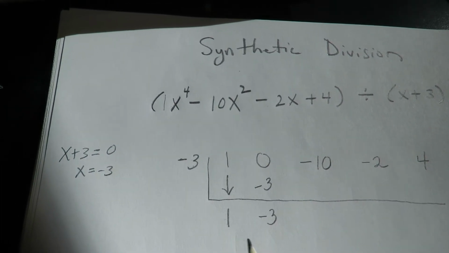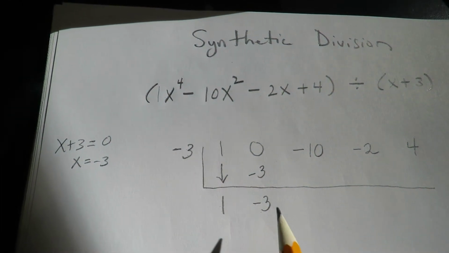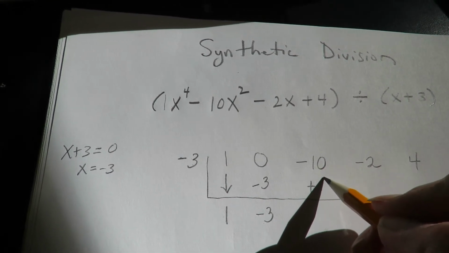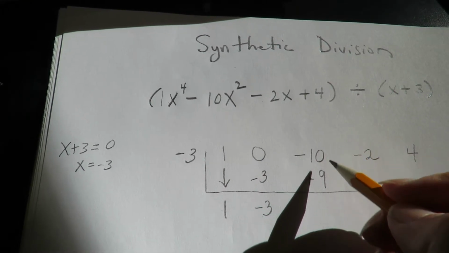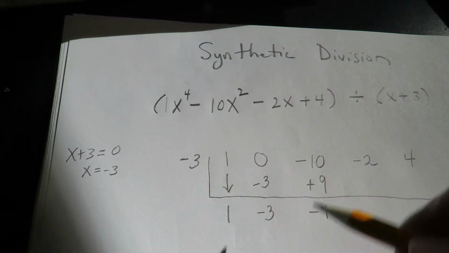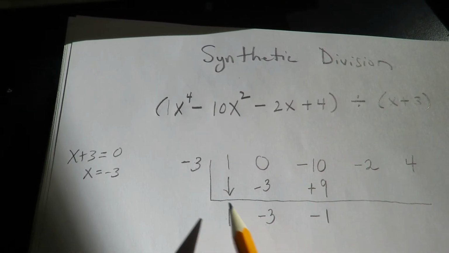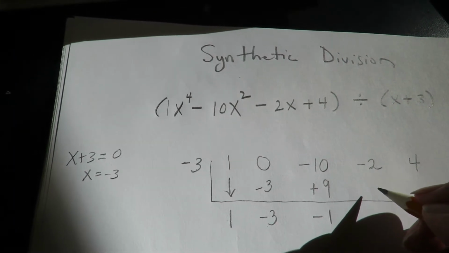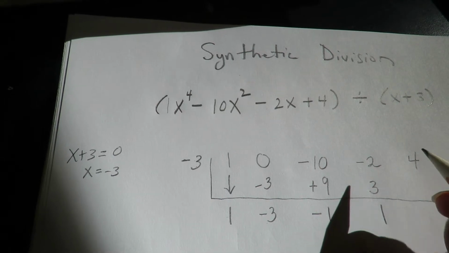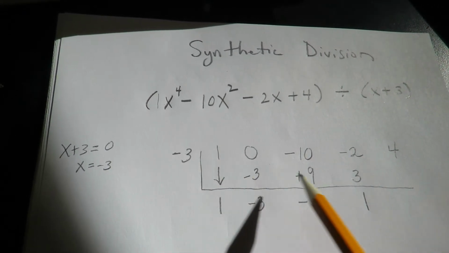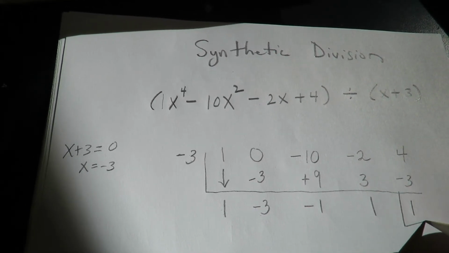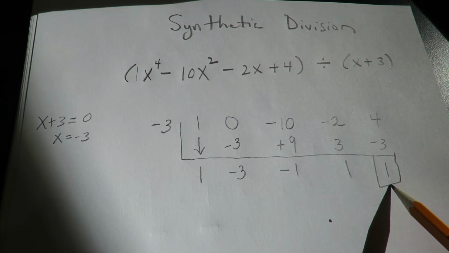All right, here we go again. I'm going to multiply this times this. So negative 3 times negative 3 is positive 9. I'm going to put it here. I'm now going to add this. This is negative 1. So this part is multiply, this part is add. Now we do it again. Negative 3 times negative 1 multiplies to 3. This adds to 1. This multiplies to negative 3. This adds to 1. Now the last one you put in a box because this is the remainder.